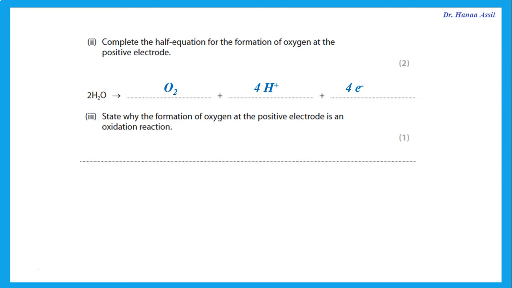State why formation of oxygen at the positive electrode is an oxidation reaction. Why is that reaction up there oxidation? You can't say gain of oxygen. We're not having gain of oxygen here. This is because it involves loss of electrons. Remember, oxidation is either gain of oxygen or loss of electrons or increase in oxidation number. But what we have here is loss of electrons.